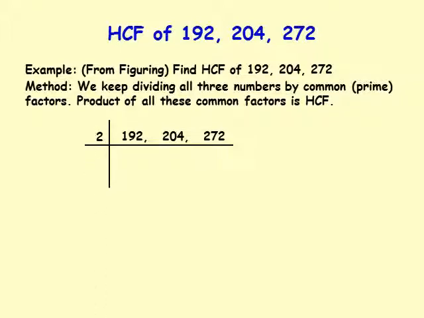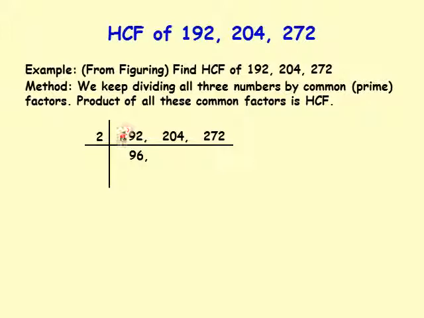You see that the first number is even, the second number is even, and the third number is even. That means it's divisible by 2. 2 is a factor of 192, 2 is a factor of 204, and 2 is a factor of 272, so 2 is a common factor for all of these three numbers. Let's continue.